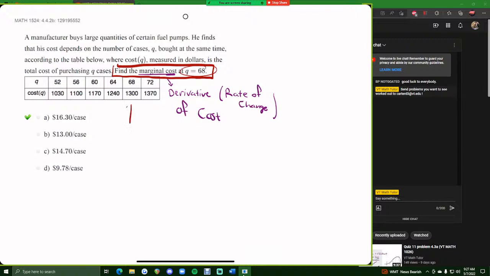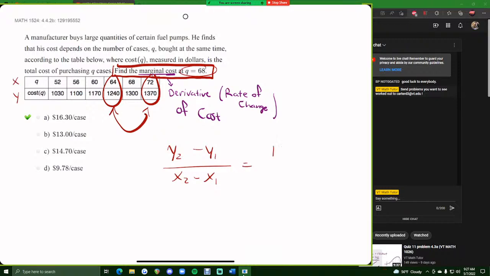To estimate the slope or the derivative at one point, we always want to pick values to the left and right of it and then find the slope between those 2 points. The slope between here and here will be a great estimate for the slope right in the middle. Slope formula: y2 minus y1 over x2 minus x1. Cost values are like the y values, q values are like the x values. So 1370 minus 1240 divided by 72 minus 64.